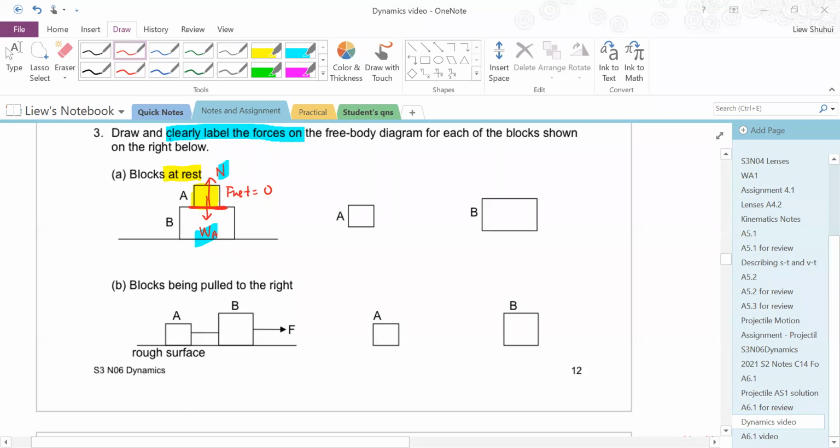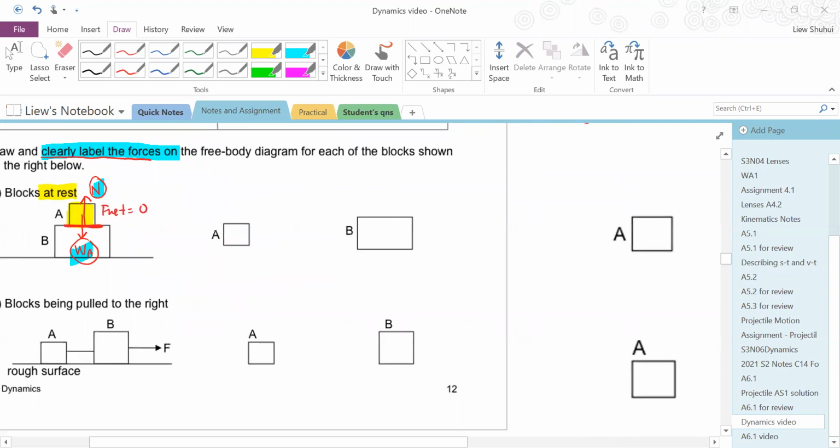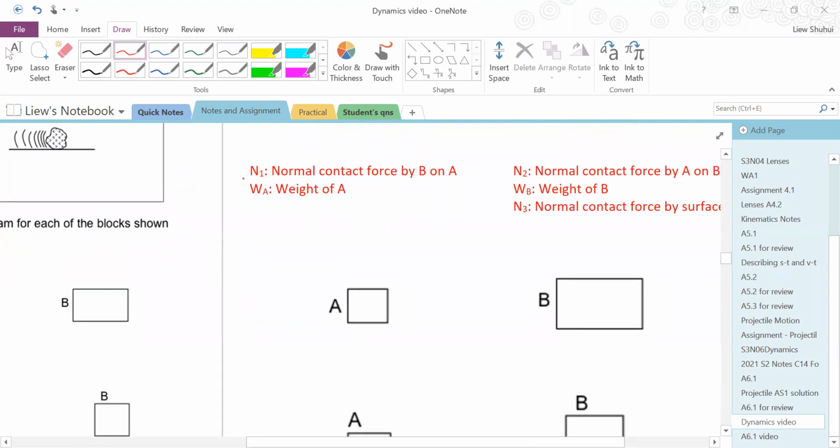In free body diagram questions, when the question asks you to clearly label the forces, you are expected to spell out the forces in full. So please do not just leave them as N and WA. If you want to use symbols, then make sure you give a legend. In this case, this is N1, the normal contact force by B on A. And there's a weight that I draw from the center of gravity of A pointing in the downward direction. I'll call this WA. And I support my free body diagram with the legends.